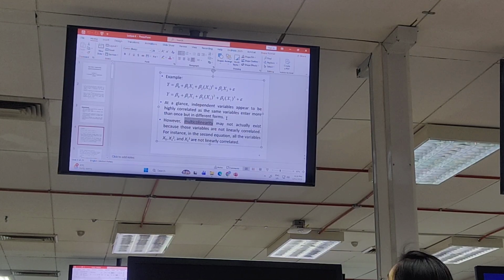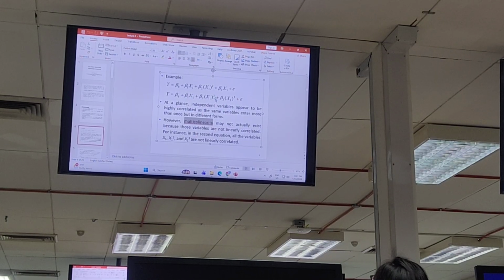Of course, perfect collinearity must be avoided, but serious collinearity also needs to be fixed. But if it is not a serious problem, then you can keep it. We discuss it next week. For this particular example, multi-collinearity may not actually exist because those variables are not linearly correlated. You cannot say x1 equals how many times x1 squared, so you cannot have that equation. You don't have the problem of collinearity.